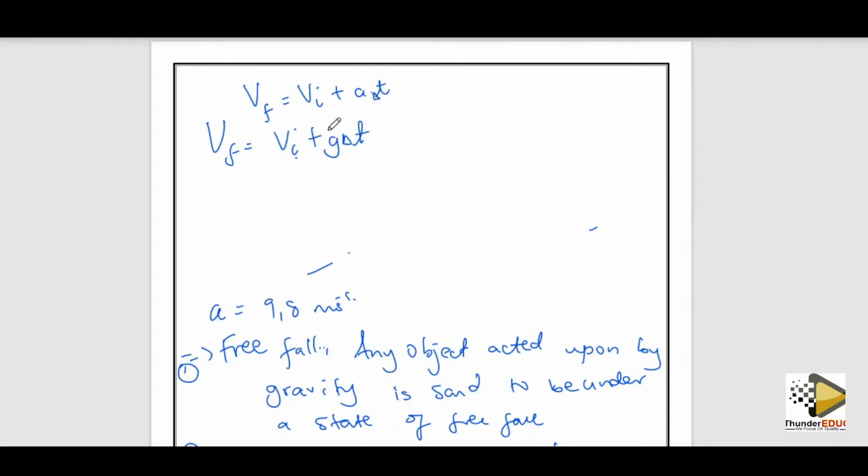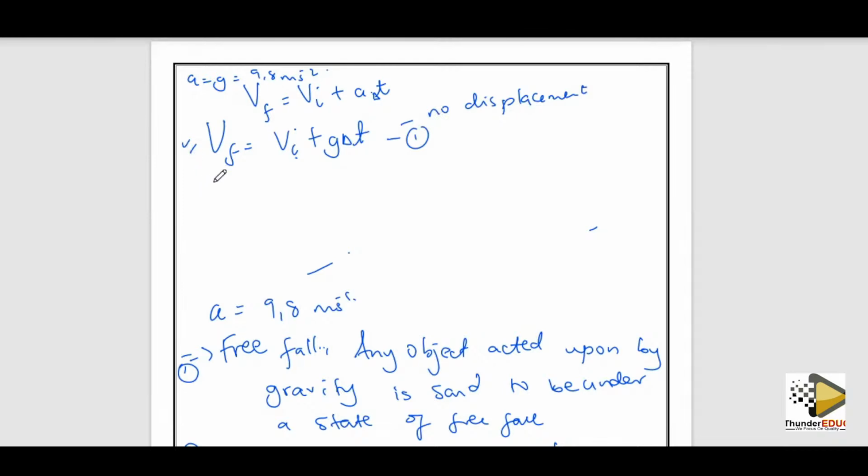Where g is 9,8. We're saying a is the same as g, which is 9,8 meters per second squared. This is equation number 1. This can only be used if we don't have any displacement. So if there is no displacement involved, then that is the equation to use.